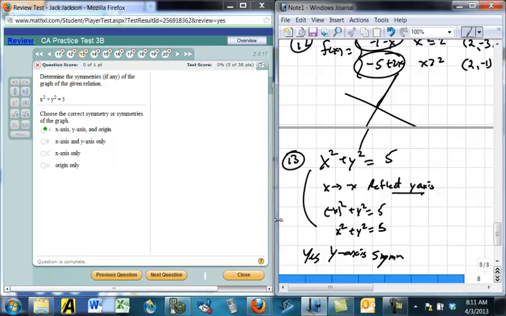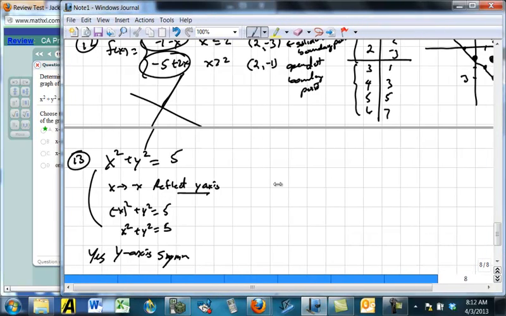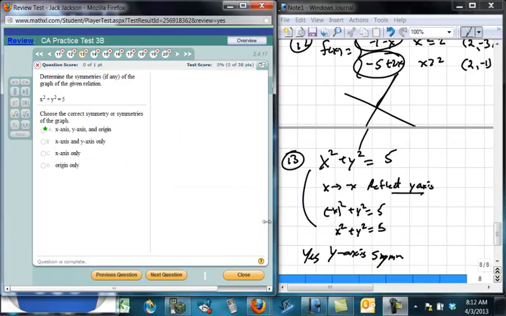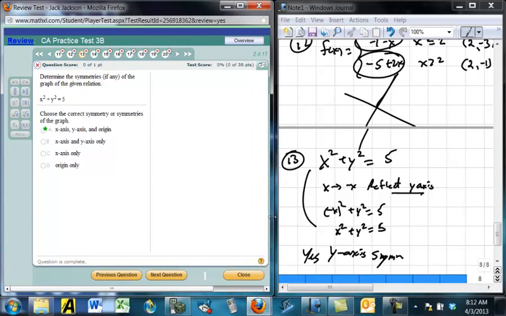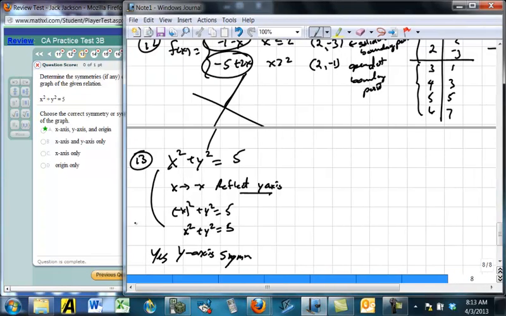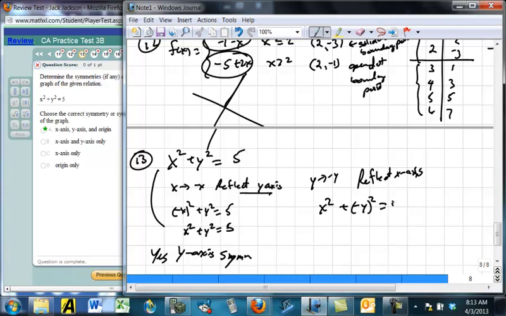Okay, let's check for the other symmetries. How about, we're going to reflect over the x-axis, and that's for changing y to minus y. Because of the even power here, this is the same as just y squared. So again, it's the same as the original. So yes on x-axis symmetry.